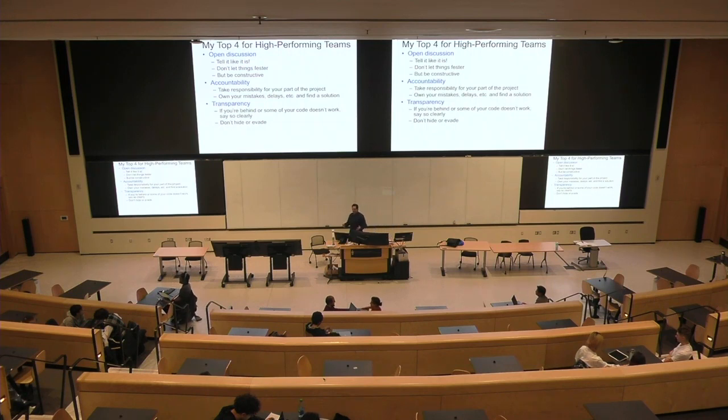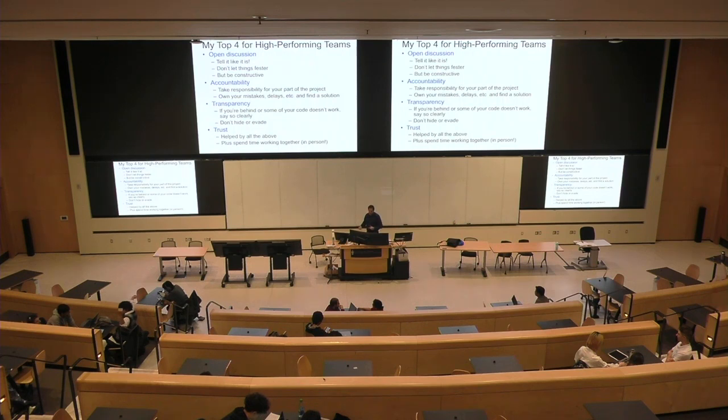Transparency, that goes with accountability. So things do go wrong on projects all the time. Sometimes people make mistakes, sometimes people get busy, they don't meet their commitments. Be transparent about that. It's much better to just say, yeah, I said I'd get this done, I didn't get it done for this reason, what's our recovery plan? Don't try to hide it.